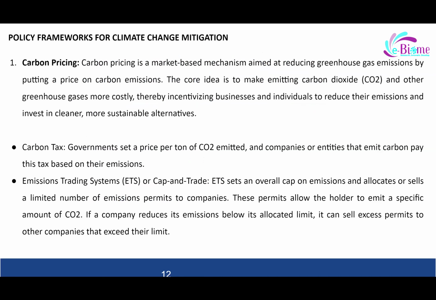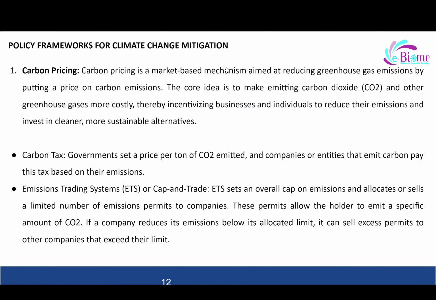So policy frameworks for climate change mitigation. These are also in a way national and international measures. So we have carbon pricing. Carbon pricing is a market-based mechanism aimed at reducing greenhouse gas emissions by putting a price on carbon emissions.